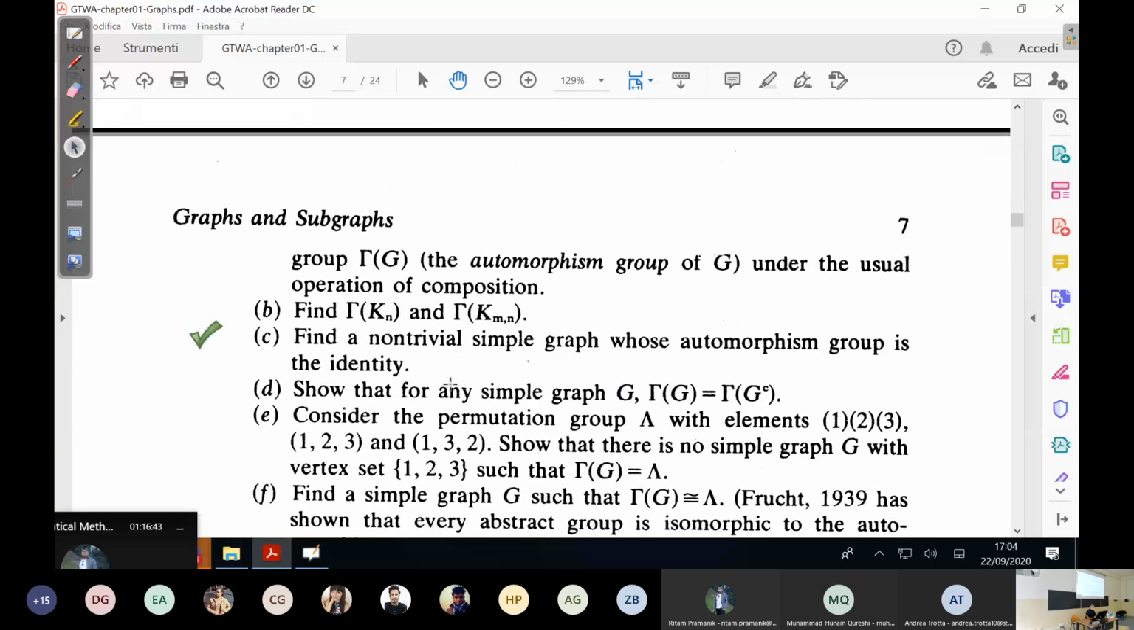And here, do that. Find a non-trivial simple graph whose automorphism group is the identity, meaning that its only automorphism, isomorphism of it to itself, is the identity, okay? I remember that the first time I gave this problem, I had a solution, and an Iranian lady had a better solution than mine. So I was very happy of this. Okay.